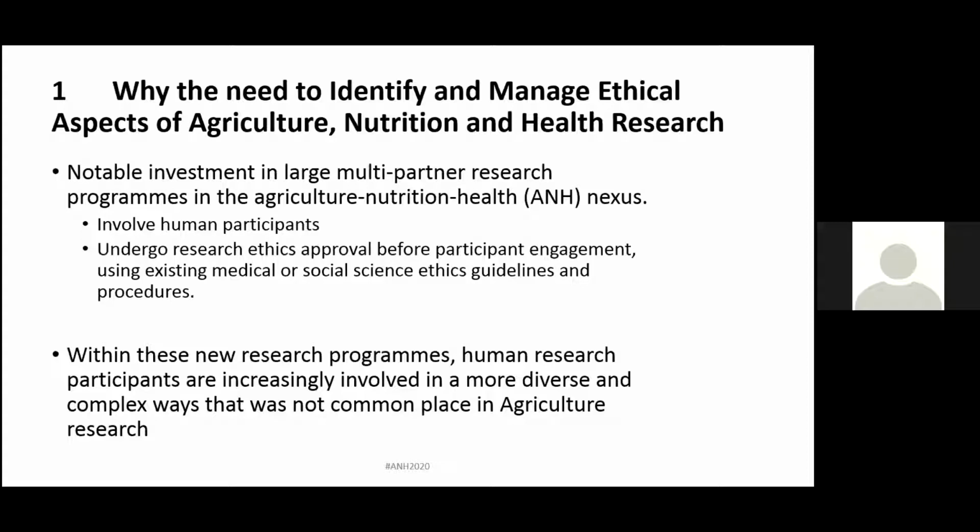And recently, there's been a shift in agriculture research in that there is involvement of human participants. And also, nutrition and agriculture research are undergoing research ethics approval, however, using already existing social science procedures. However, with these new research programs, human research participants are increasingly being involved in more diverse and complex ways that was not commonplace in agriculture.